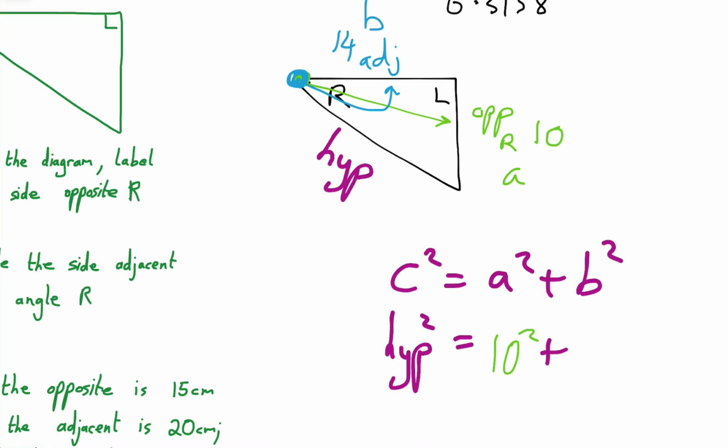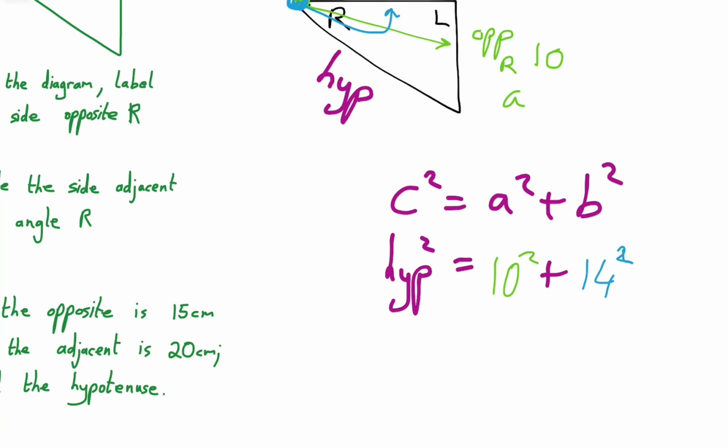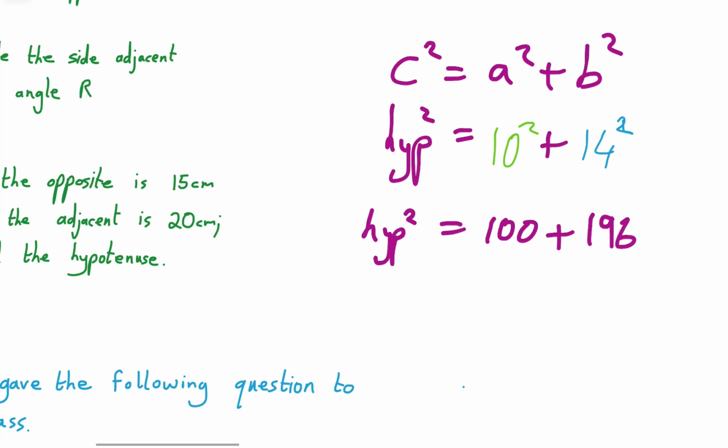plus, what's my b? My b is 14. It's going to be 14 squared. I'll forget the colour coding after this. So 10 squared is 100. So it's going to be 100 plus 14 squared. I don't know that. Calculator says 196. Okay, so my hypotenuse squared is equal to 296.